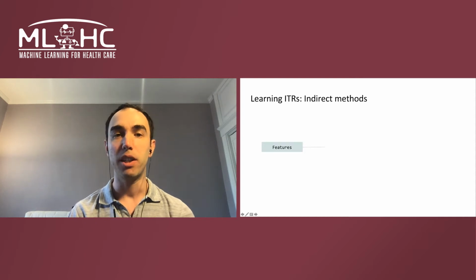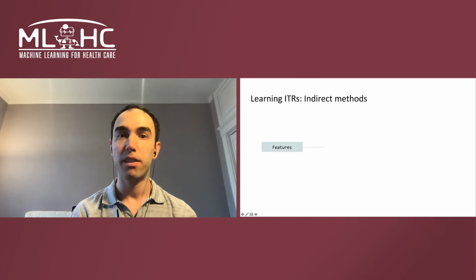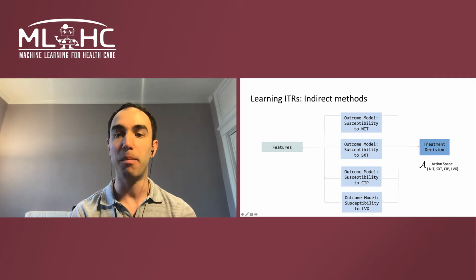In indirect methods, one takes as input features about the patient, and one predicts outcomes for what would have happened if each of the different treatment options were prescribed, in particular, how effective each of these treatments might have been. One then takes these predictions of effectiveness and combines them in some way to obtain a treatment decision.